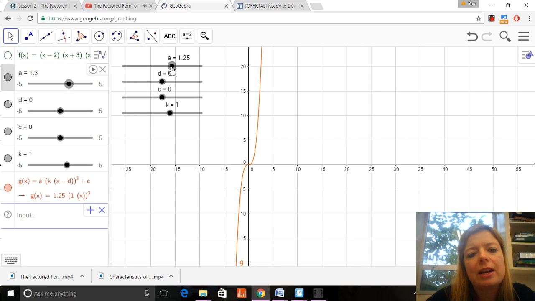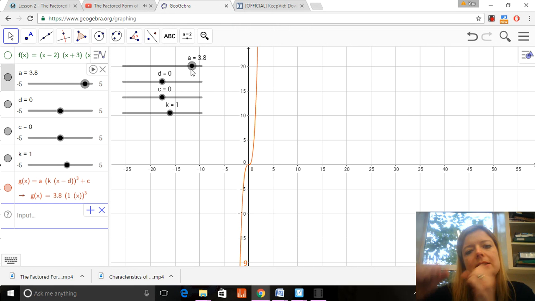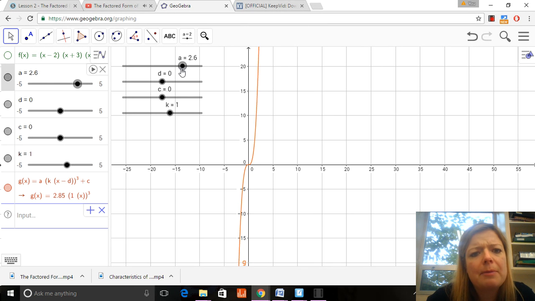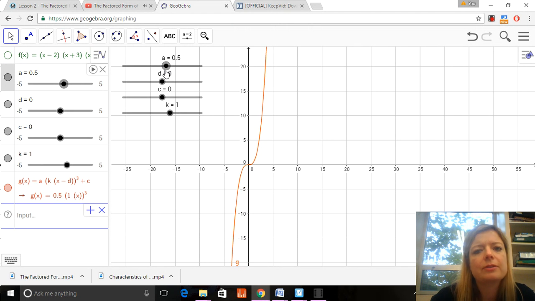If A is greater than 1, it's vertically stretching the function. So you'll notice that that makes it kind of thinner because it's stretching it this way, making it taller. If A is between 0 and 1, that's compressing it vertically, which makes it kind of fatter. So think about it being pushed down.